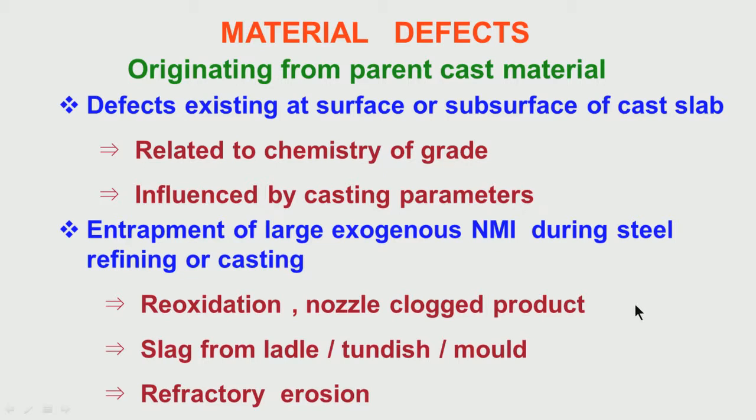So two broad categories: either large exogenous entrapments, or cast defects, whether crack or other surface defects like deep oscillation marks or depressions, these might create problems. So two broad categories of material defects: entrapments, and surface defects in the cast product.